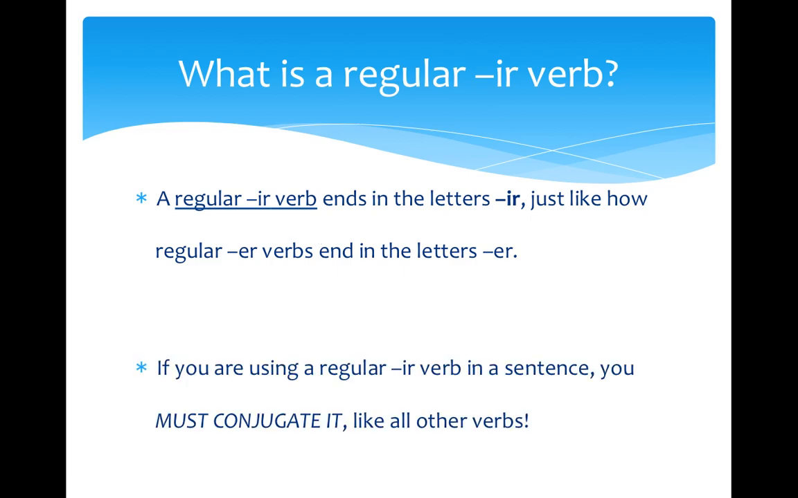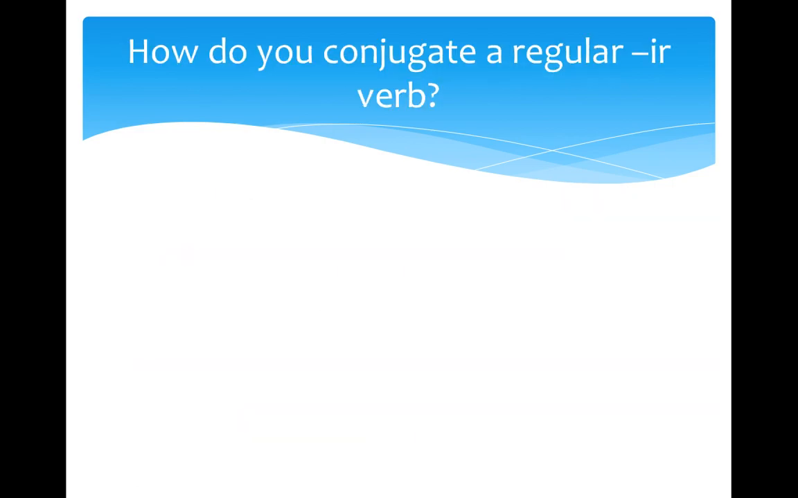We're just sneaking. So a reminder, as always, if you are using a regular IR verb in a sentence, you must conjugate it like all other verbs. You cannot just put the whole infinitive in a sentence. Just like we wouldn't say I to study, we say I study. You need to conjugate it so that it matches that part of the sentence. So with that in mind, how do we conjugate a regular IR verb?